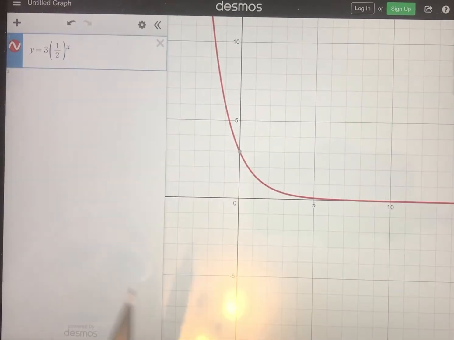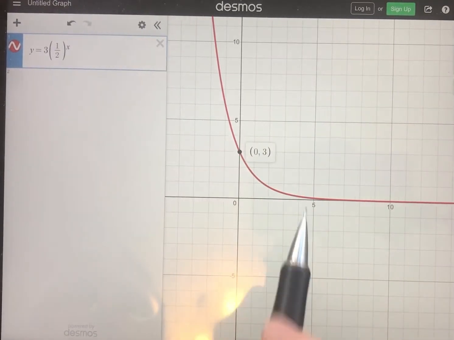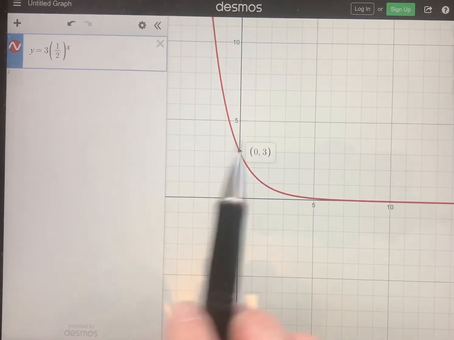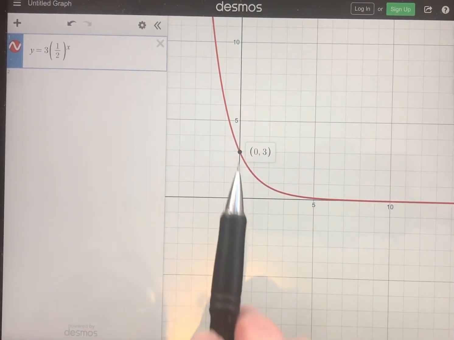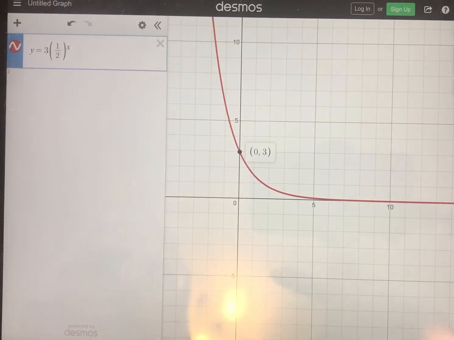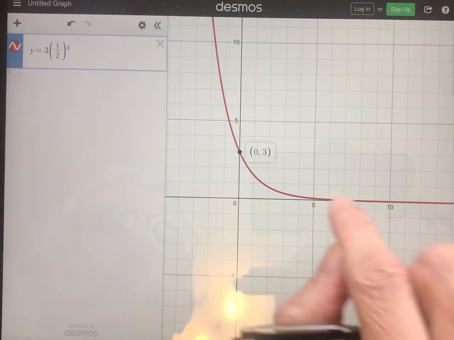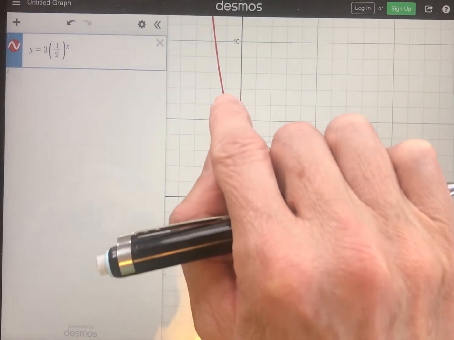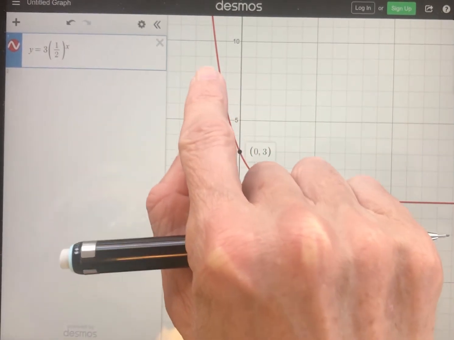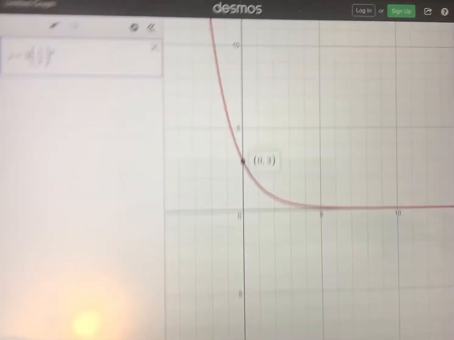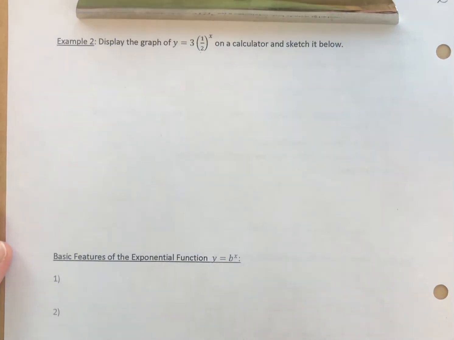If we touch on the intercept here, it is at (0, 3). That's because of the 3 in front. If there were no 3, it'd be (0, 1). But here's the graph coming in, and we'll make a note of that. Plus, if we have any other points we can make a note of, maybe, maybe not. I'm trying to find another point that might be nice and round, and I'm not seeing one, so we won't worry about that too much.